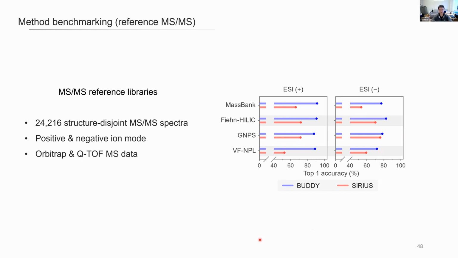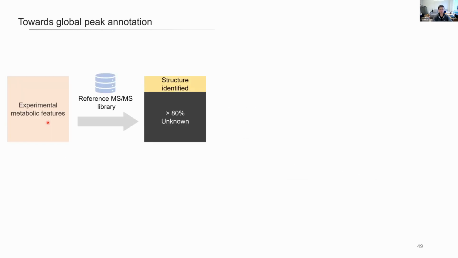Of course, benchmarking is important. We compared our tool, named BUDDY, against SIRIUS using MassBank and other well-established databases with annotated molecular formula information, so we can really tell whether a result is correct or not. For top-one accuracy, BUDDY can always achieve around 90%, which is usually considered much better than SIRIUS here. Here we are talking about the large-scale 24,000 structure-disjoint MS/MS spectra.